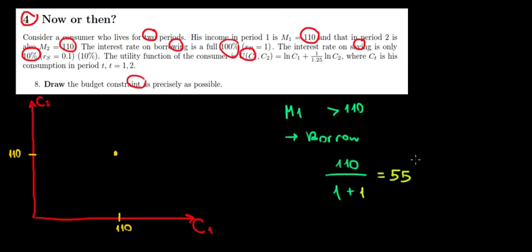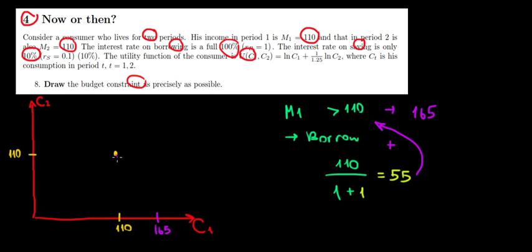Now 55 we add on top of 110. How much does it give us? It gives us 110 plus 55. That's 165 euros that we can maximally consume in the present, in the first period. So 165 will be the intercept of the consumption over here. So let's put it over here like that. 165. That's the maximum consumption that we can have in the present period.